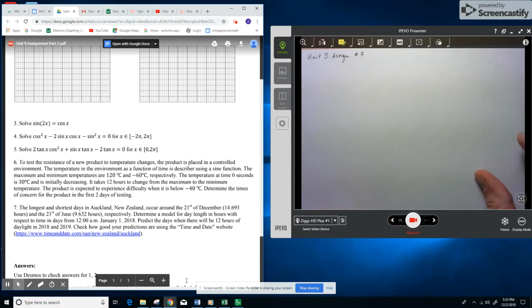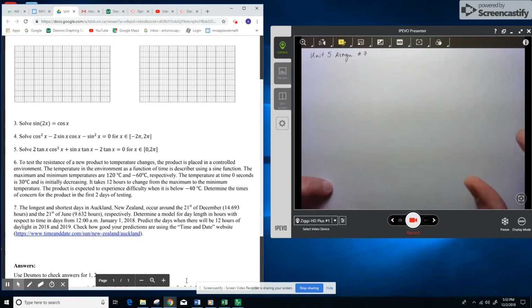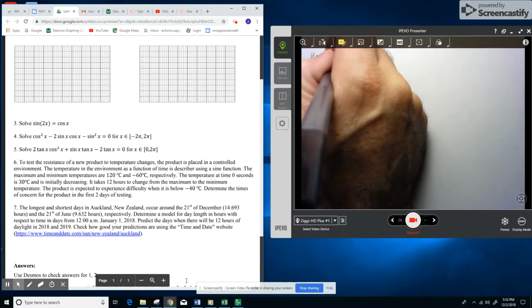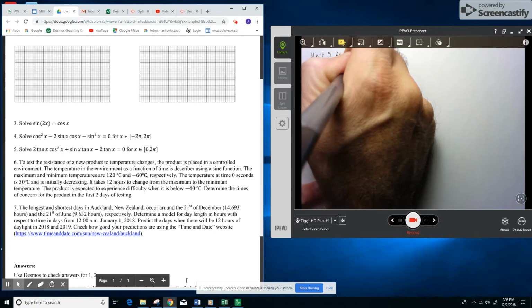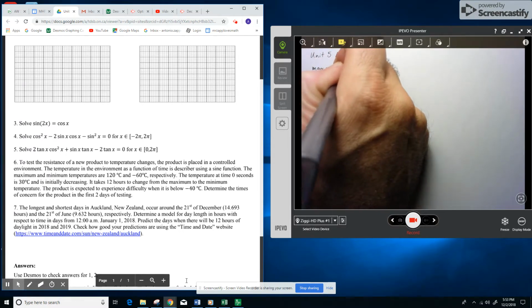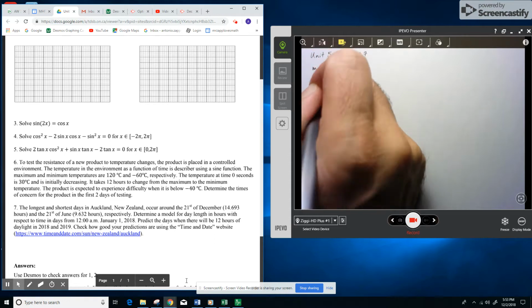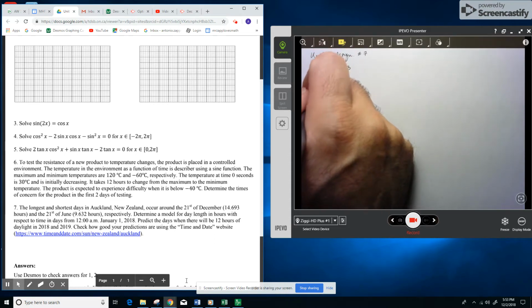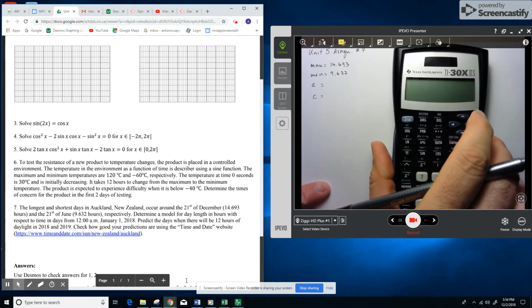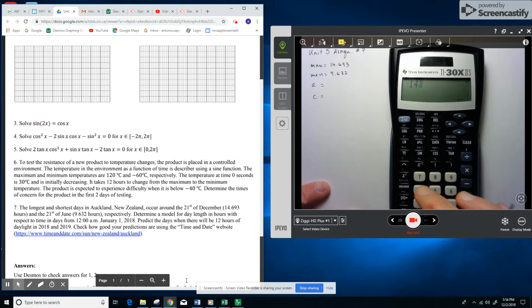Okay, so let's start with the model. They give us the max and min directly. So we've got the max is equal to 14.693, and the min is equal to 9.632. So from here, we can calculate the A and the C values. So let's do that here.